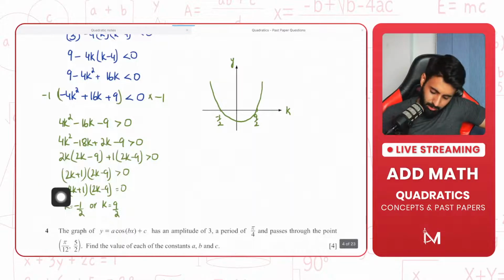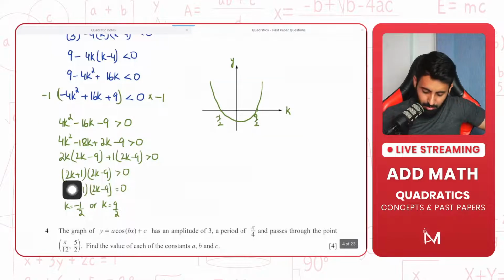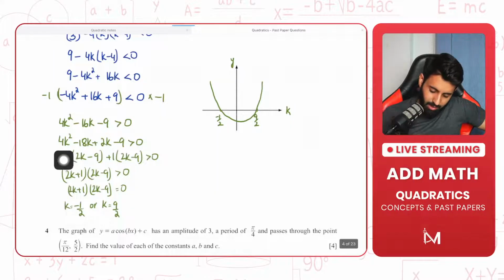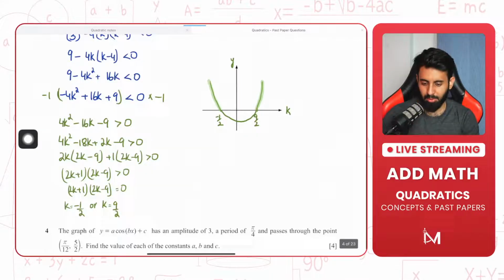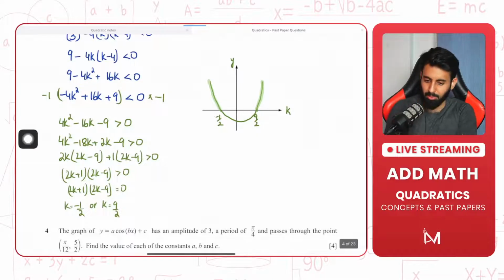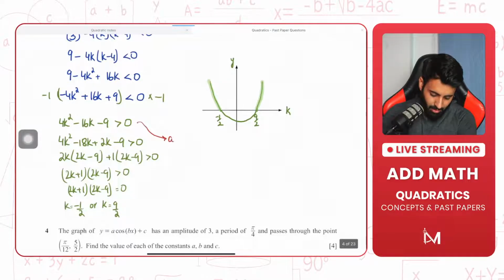Now, notice what it is that we wanted to solve. We wanted to solve 4k square minus 16k minus 9 greater than 0. That means we want the range where the y values are positive. We want the range of k where y values are positive, or in other words, we want the range of k where the y values are above the x-axis, above the horizontal axis.